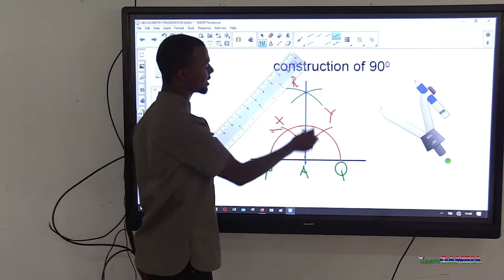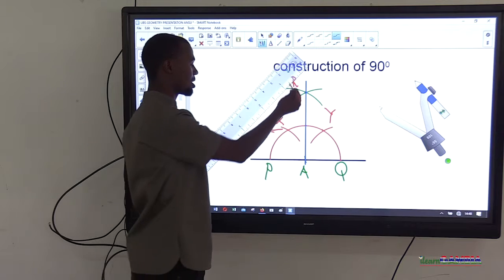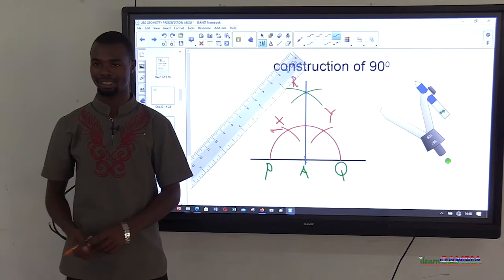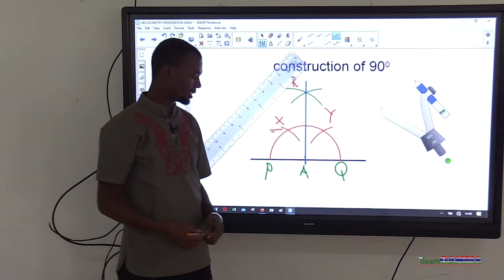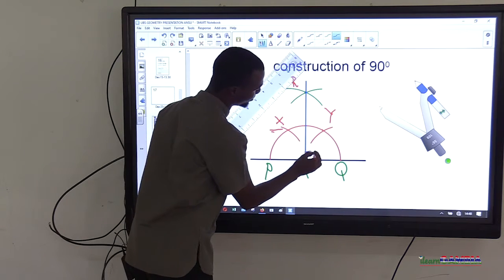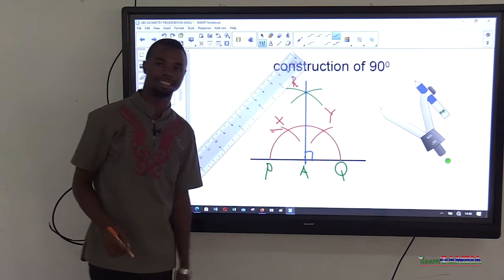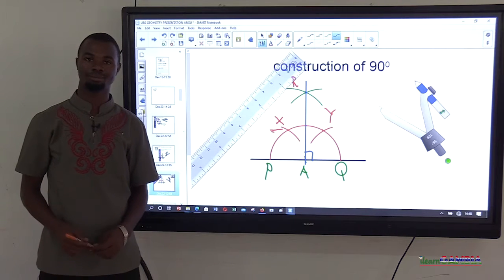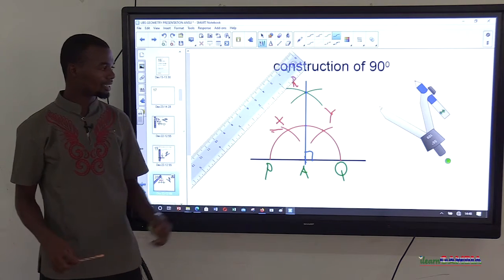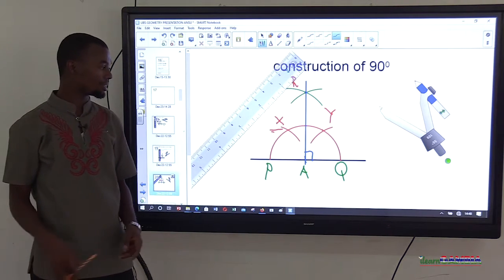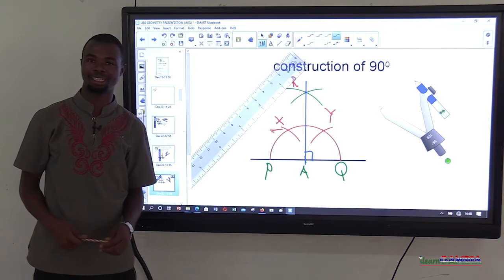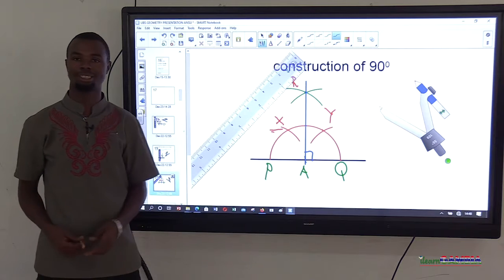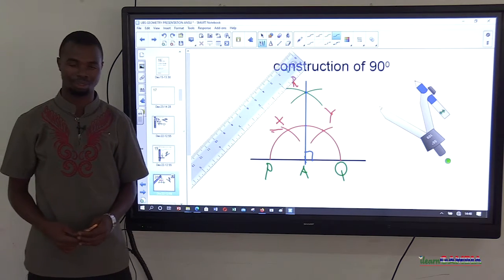RAQ is 90, RAP is also 90. In a nutshell, we bisect the 180 to get the 90 degrees. So this is another way we can construct a 90 degrees angle. Is that okay? We constructed a 90 degrees angle in 3 ways. So I think that should be enough for 90 degrees. You can use any of these 3 ways to construct a 90 degrees angle.